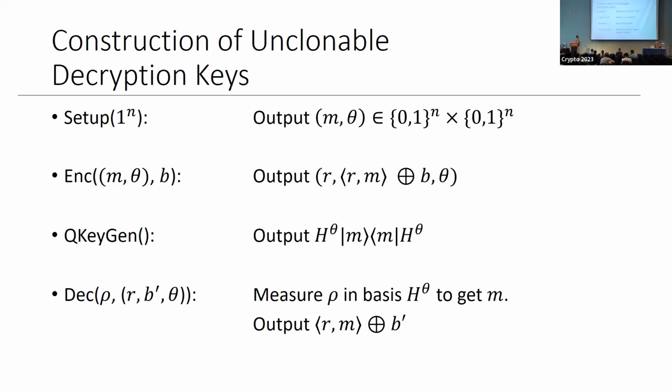And the construction of unclonable decryption keys looks like this. The main idea is that it combines weak unclonable security with simultaneous quantum Goldreich-Levin, which follows as a corollary of the non-local lifting. So we start with classical Goldreich-Levin, lift it to simultaneous quantum Goldreich-Levin, and combine it with a weakly unclonable secure construction to achieve this.